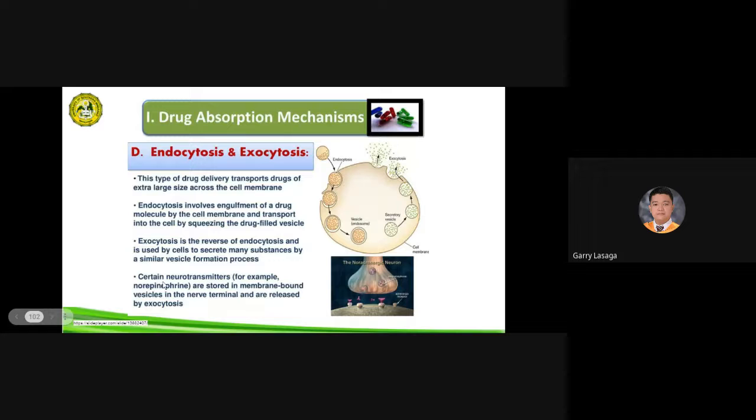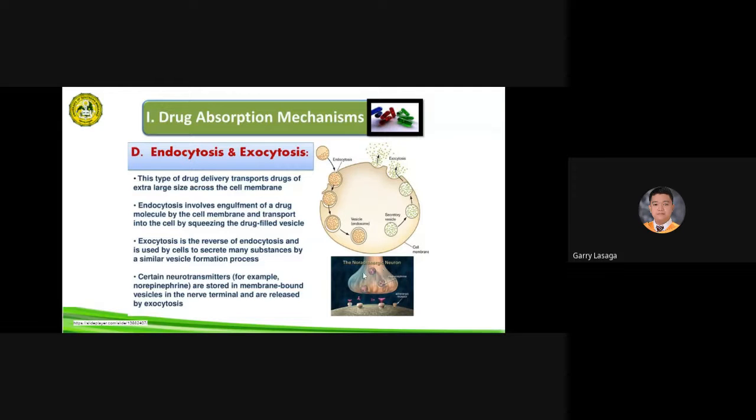An example of this are neurotransmitters that are stored in the membrane-bound vesicles in the nerve terminal, and they are released by the process of exocytosis. For example, here in our figure, we have our sympathetic nerve terminal or sympathetic neuron. Within the sympathetic nerve terminal, we have our secretory vesicles. These are the round structures. These secretory vesicles contain the hormone or neurotransmitter norepinephrine.